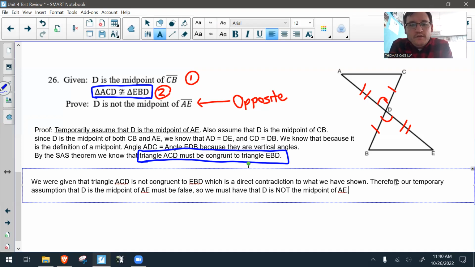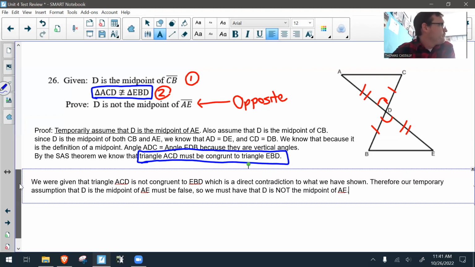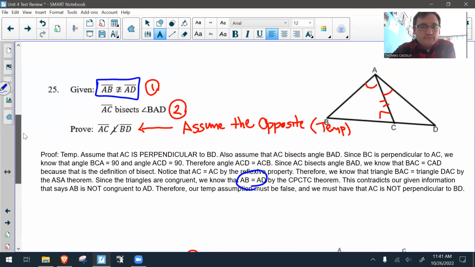So you need to bring out a contradiction. You need to point out the contradiction, and then you need to say, since our temporary assumption gave us a contradiction, the opposite of what we assumed must be true. So there we have it. These contradiction proofs, it's almost like a totally roundabout, backwards way of trying to prove stuff, but it does work.